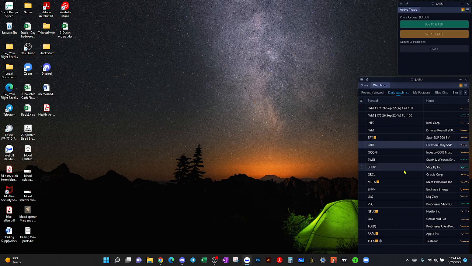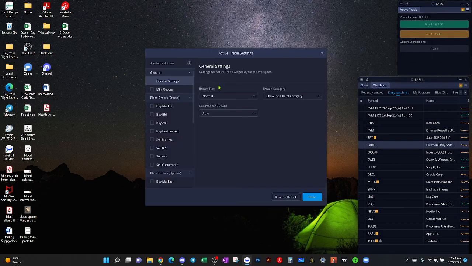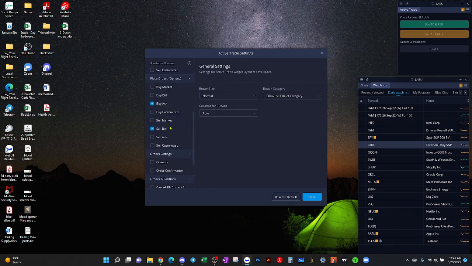That's all it is. But you can see that since I'm strictly an active options trader, I don't have any of these set up. I don't have my orders for stocks as any hotkeys. It's really just the options. That's all it is.